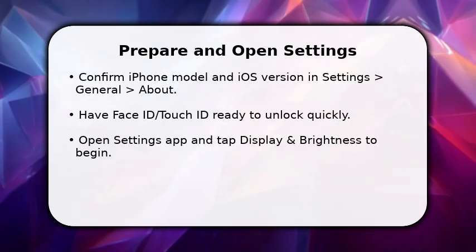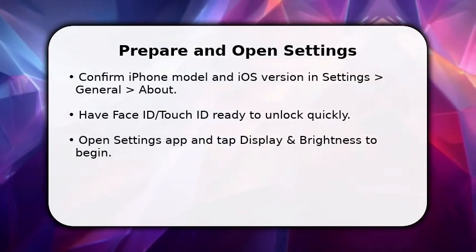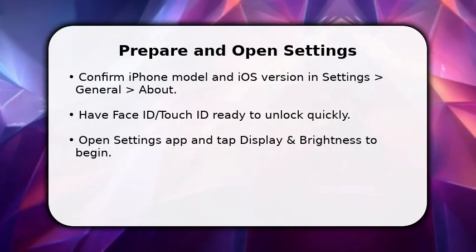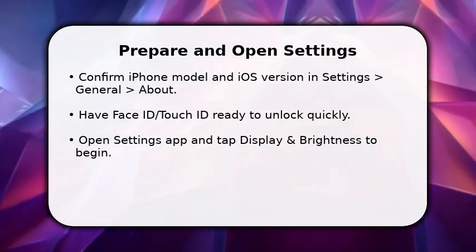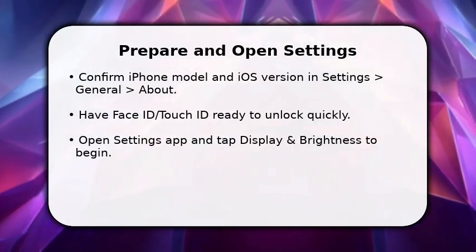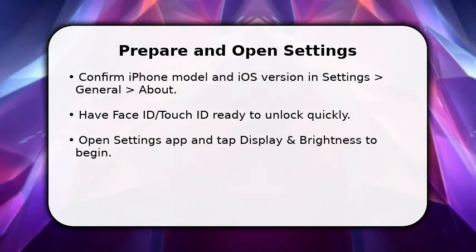Now open Settings and tap Display and Brightness. This first screen controls appearance. You're here to switch from light to dark and to access automatic scheduling options. Make sure to stay on this page before adjusting appearance or scheduling, because the controls change based on iOS release.